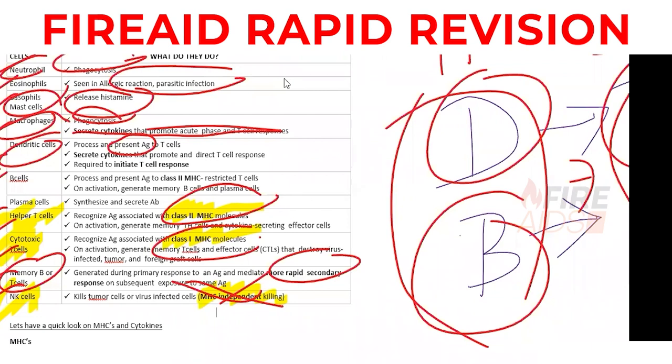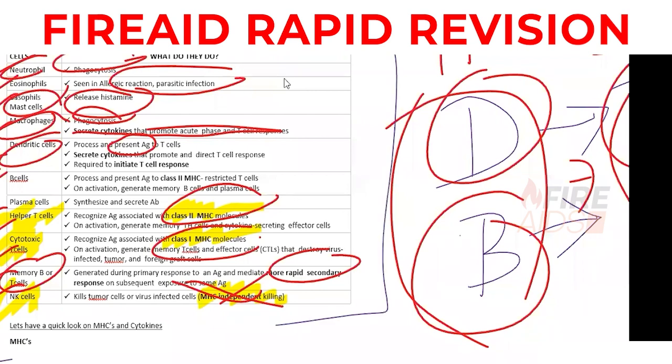Okay, helper T cells, class 2; cytotoxic T cell, class 1. Memory cells are for future response. Natural killer cells don't care about the MHC, so MHC independent killing. All of these points are highly essential for your MCQs. I want you to remember all these points.